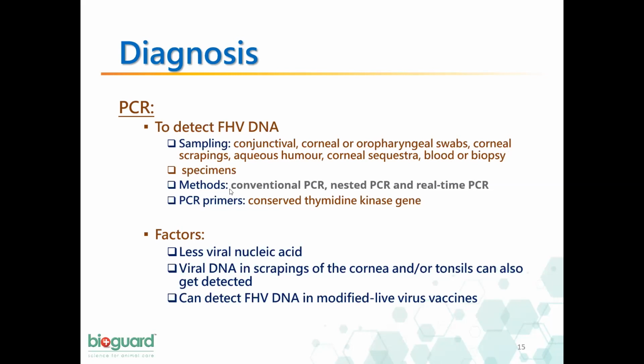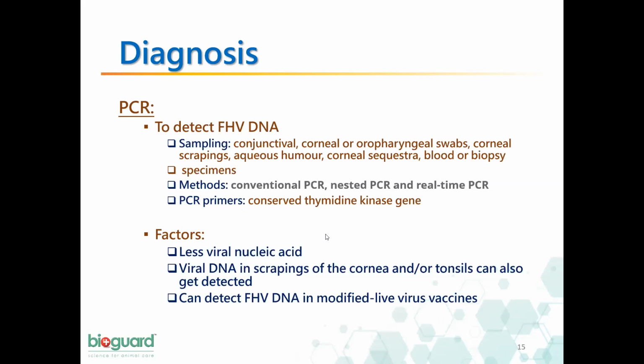So after that, the method which we can choose for PCR can be a traditional or conventional PCR, nested PCR, or real-time PCR. And as I told you, the virus doesn't have much variance, so many of the regions in the genetic material are conserved. So for the PCR primer designing, we can prepare the primers according to the conserved thymidine kinase gene in the viral genomic DNA.